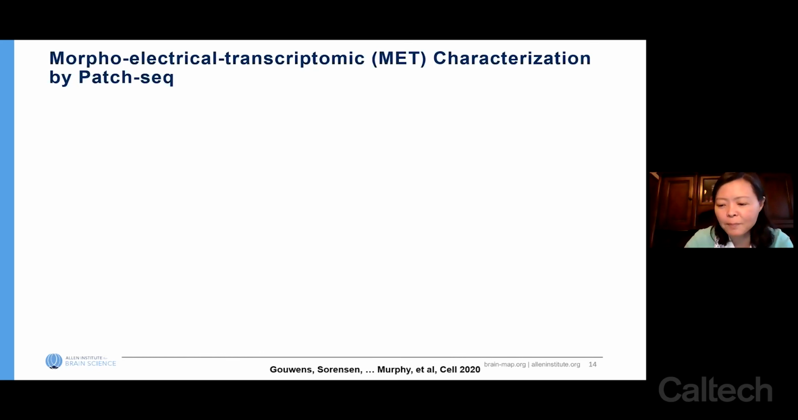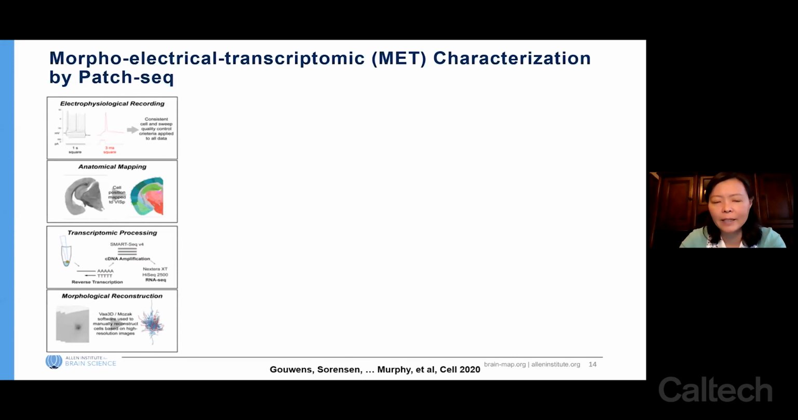We use this patch-seq approach to identify cell types in an integrated manner. We have done this using the mouse visual cortex GABAergic interneurons as an example. We profiled more than 4,000 cells and obtained electrophysiological and morphological, and transcriptomic information from all those cells, as well as morphological information from 500 of those 4,000 cells.